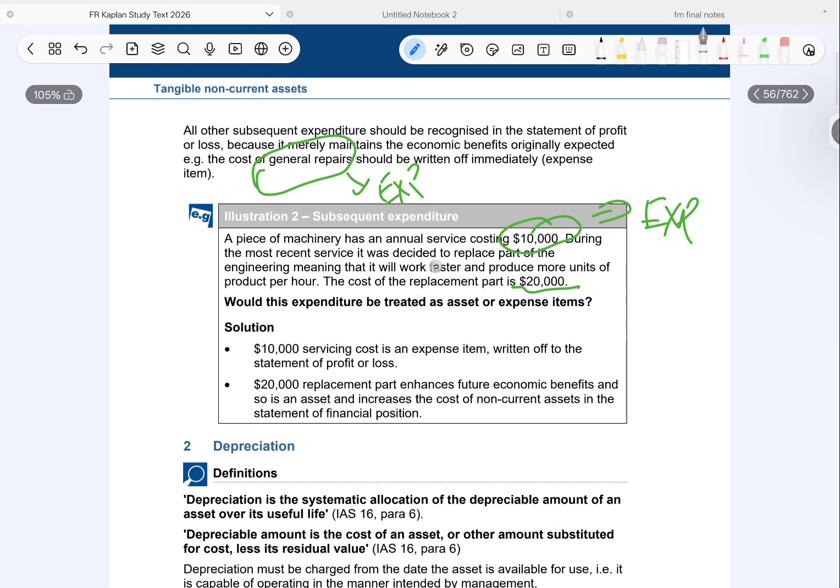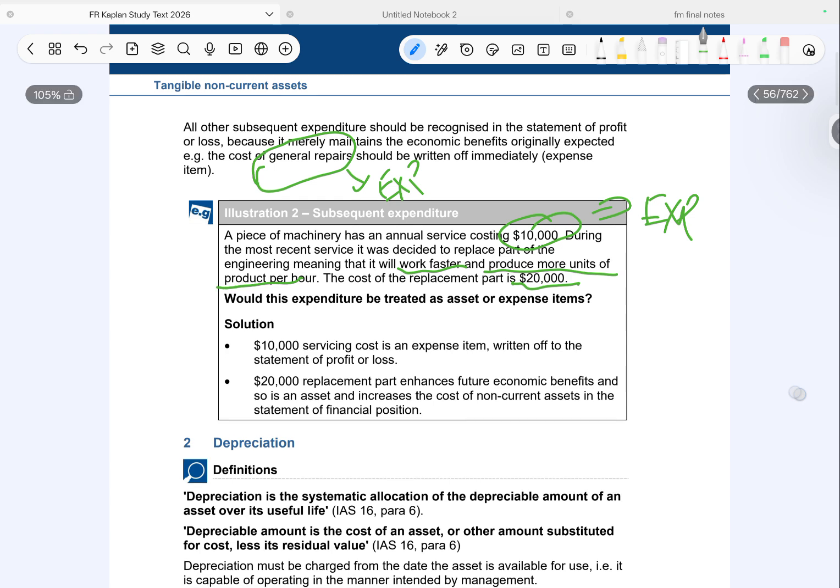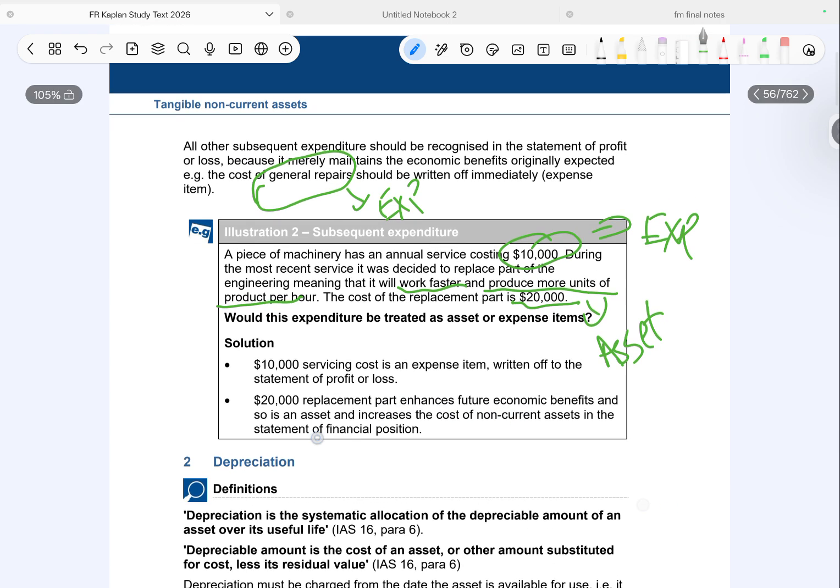During the most recent service it is decided to replace part of the engineering that will work faster and produce more units of product per hour. Now it is increasing, it is benefiting our asset, so the replacement cost of 20,000 will be treated as an asset expense. And so the 20,000 replacement part enhances future economic benefits and so is an asset and increases the cost of non-current asset in the statement of financial position.